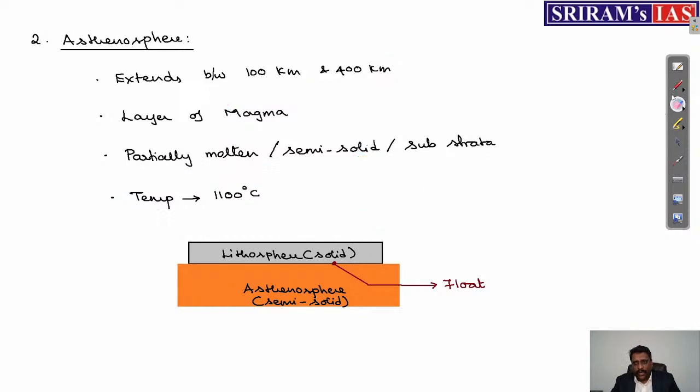The average temperature of this layer is somewhere around 1100 degrees centigrade. But the point to be noted here is that the lithosphere is a solid layer and the asthenosphere is a partially molten layer, my dear friends. And let me tell you, this lithosphere floating over the asthenosphere is the ultimate reason for the movement of plates.